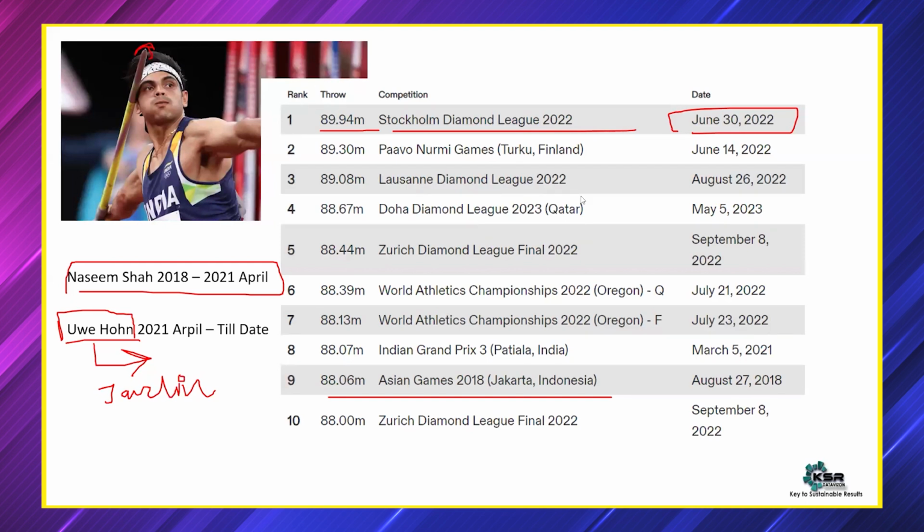In the complete world, the best javelin throw, which is the world record, is done by this person, more than 100 meters. Who is coaching Neeraj Chopra nowadays? Ove. This person has the record of the highest throw in the world. This is a world record.